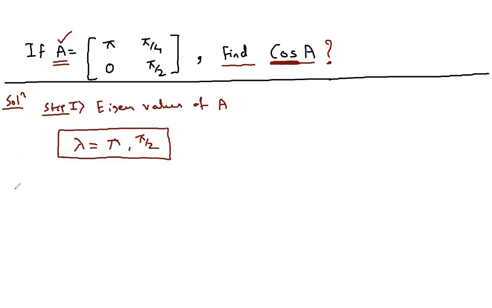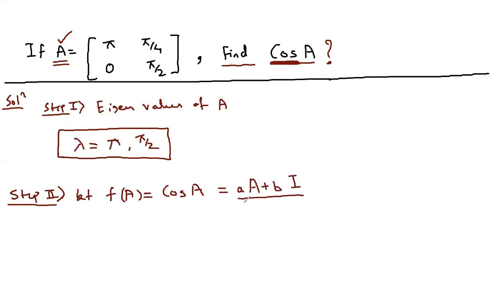Now once step one is done, the next step is to find the cos of A, right? That is a function of a matrix. So what we do is, let us assume the given function cosine of A as f of A. So f of A is equal to cosine of A. And also we will assume this as aA plus bI. Now watch out for this step.